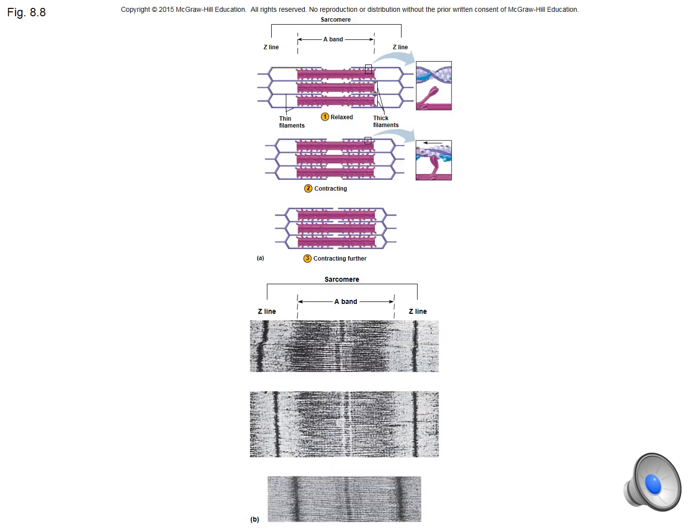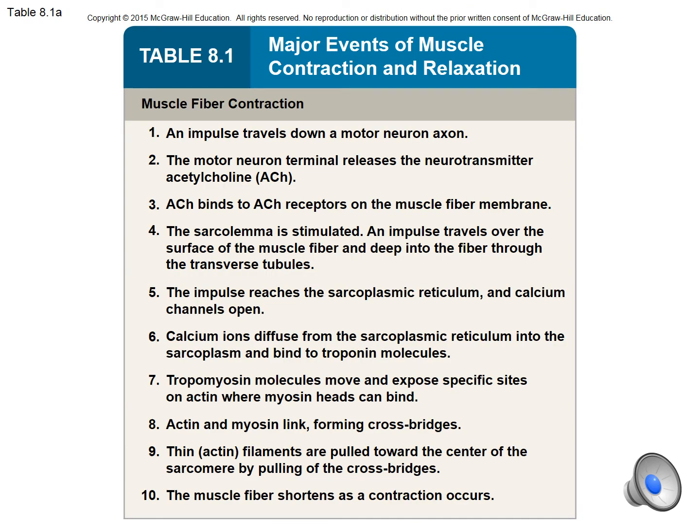So here are those pictures together. Again, just appreciating that the bottom picture is a real electron photomicrograph showing how the length of the sarcomere shortens with muscle contraction. So this table in your book is going through those key steps with muscle contraction and then relaxation. So I'm just going to read through it so that we're clear that we've talked through all of these.